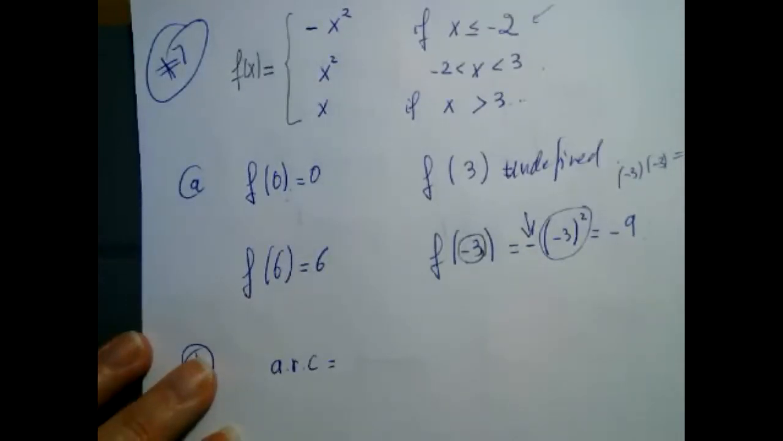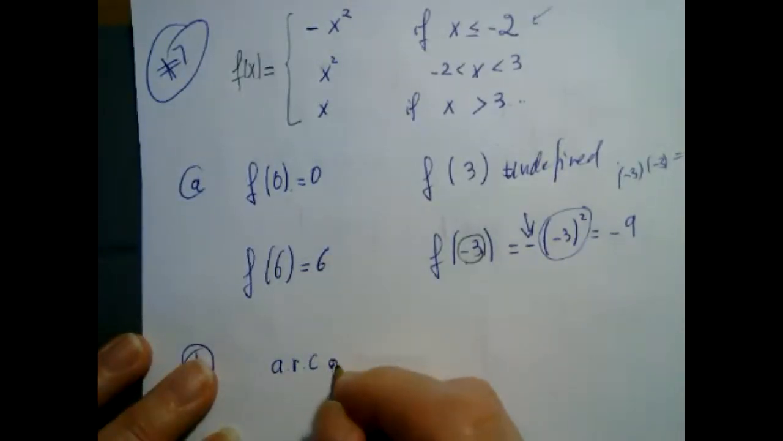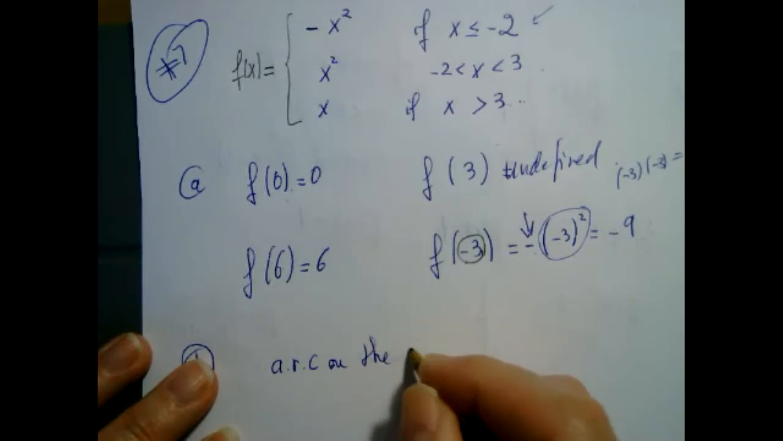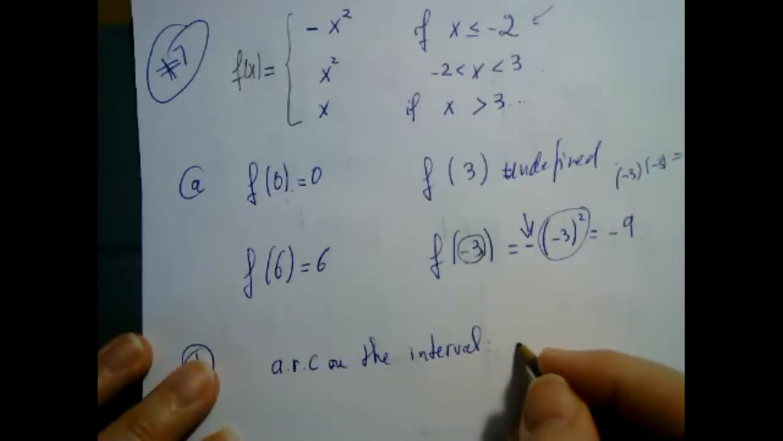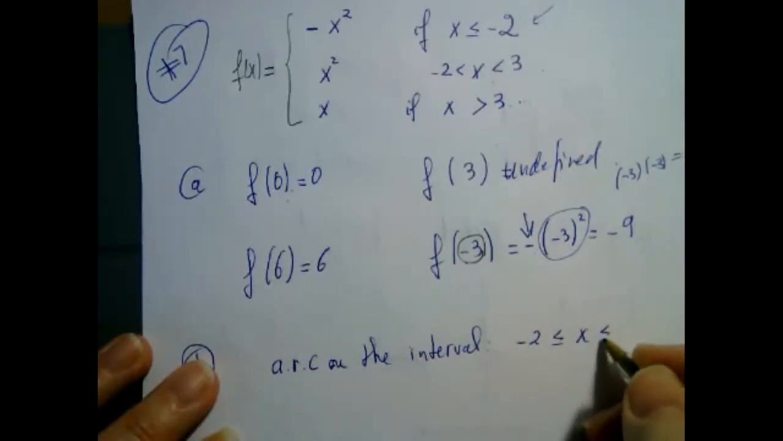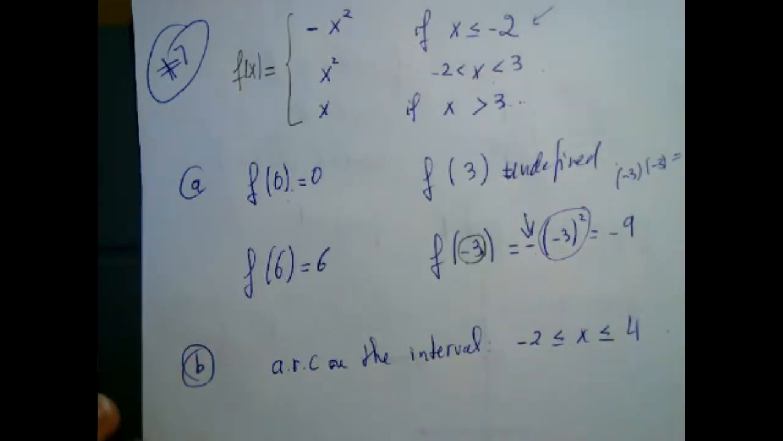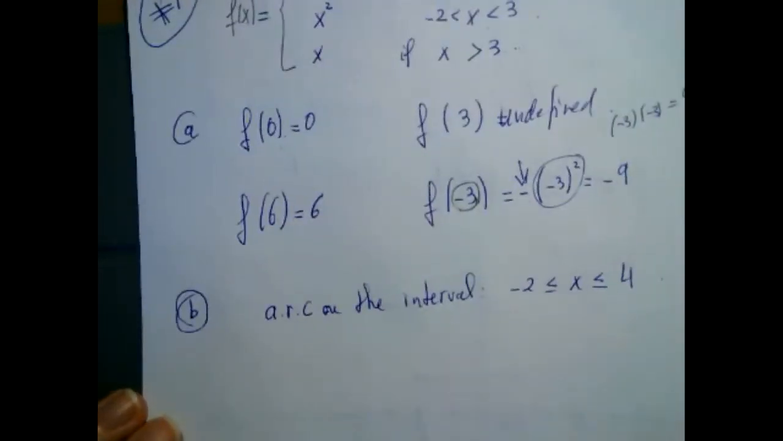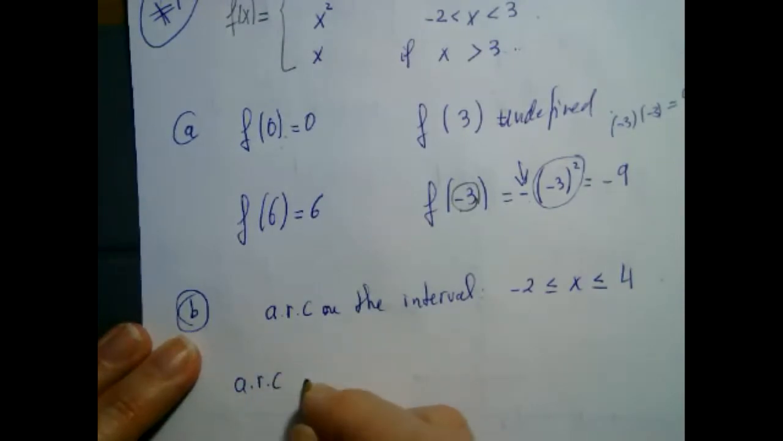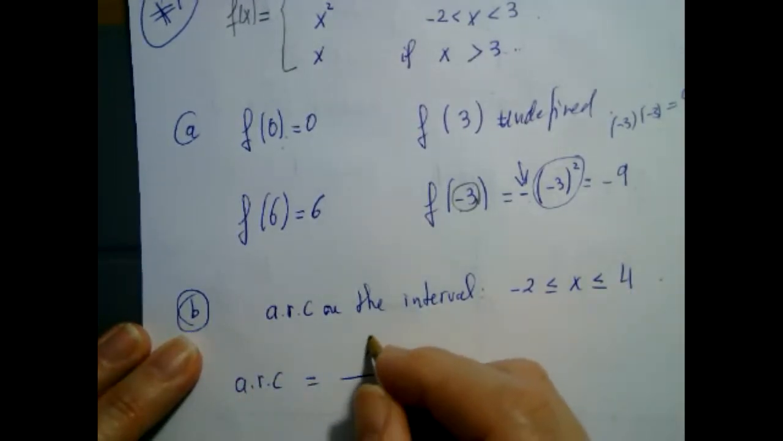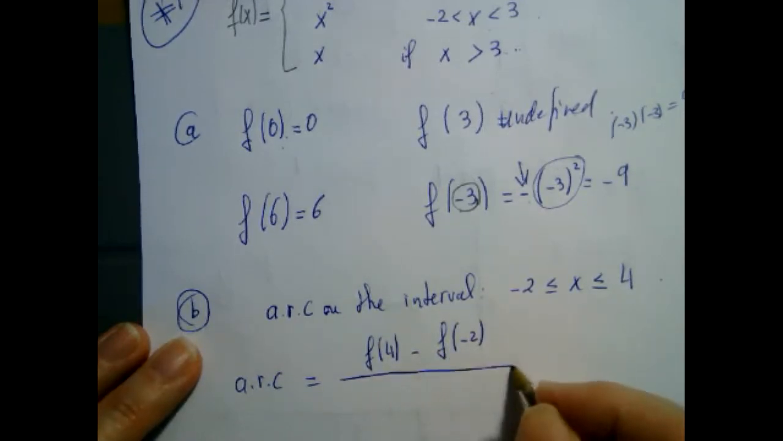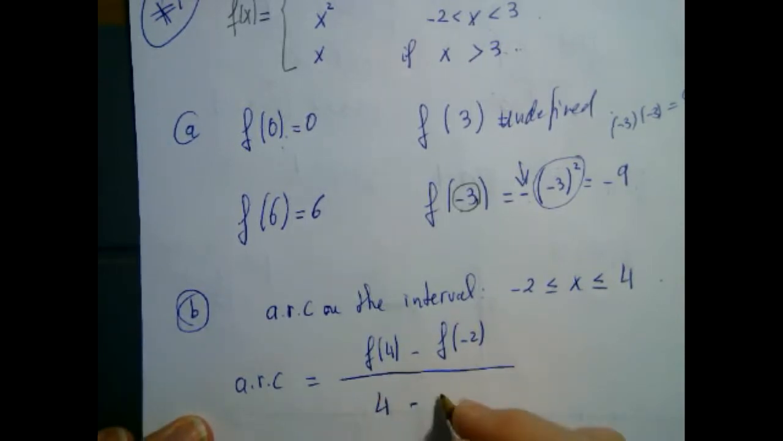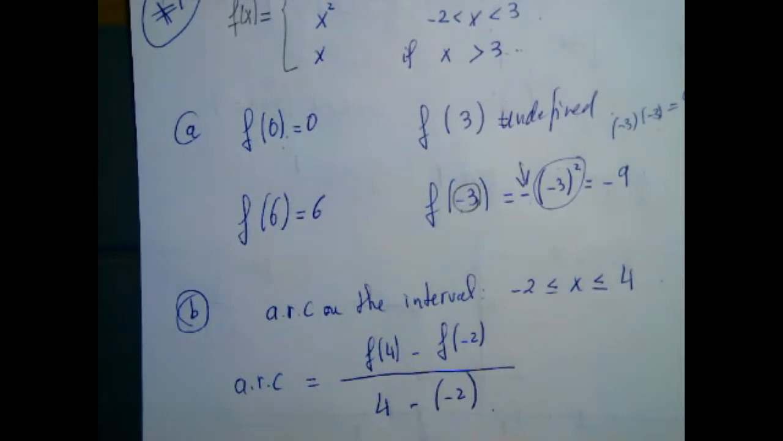No problem. Now, find the average rate of change on the interval. Which interval do I want? X between minus 2 and 4. Okay, so we're going to use the formula for average rate of change. It's the output at 4 minus the output at minus 2 divided by 4 minus 2. Okay, what do we get? Anybody figure this out?